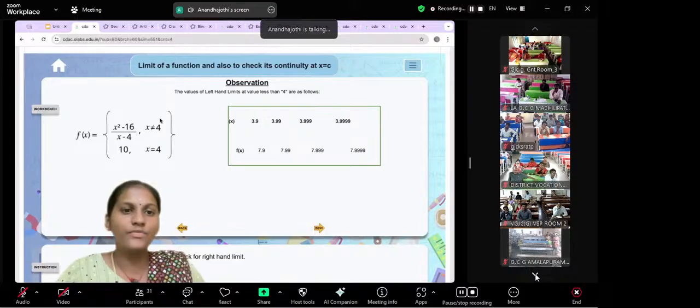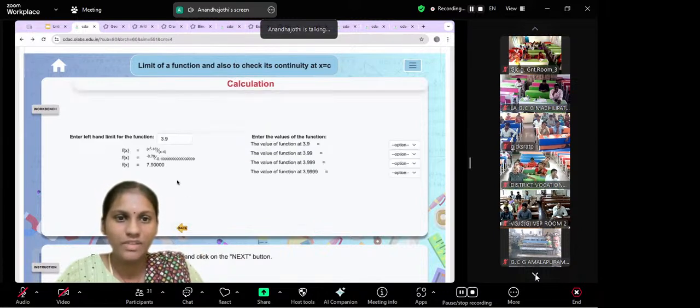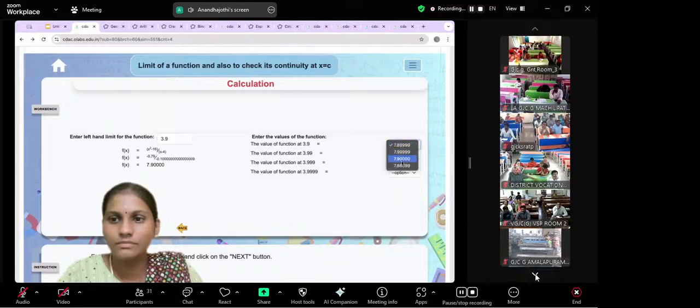Here, if the given x is not equal to 4, it has to undergo a problem. So in an equation, that is x squared minus 16 divided by x minus 4. When we have 3.9, we have to replace x by 3.9. So it will be 3.9 squared minus 16, that is minus 0.79, divided by 3.9 minus 4, which is minus 0.1. Right?